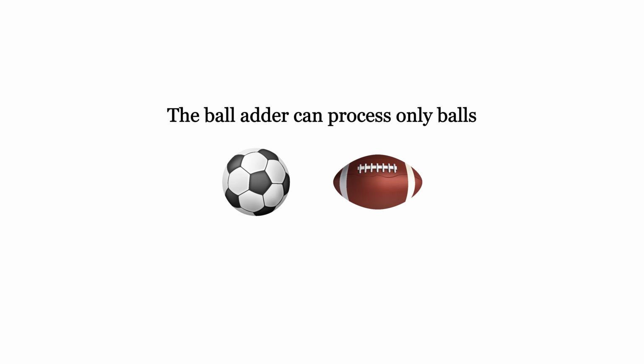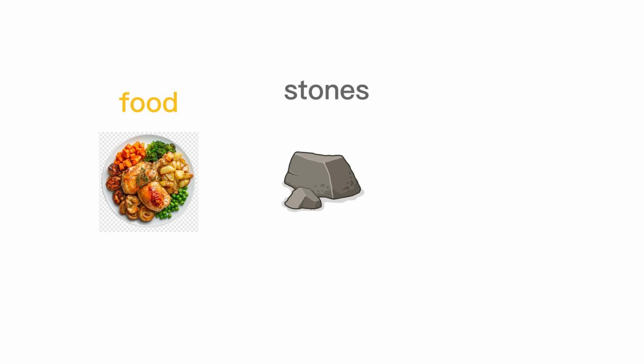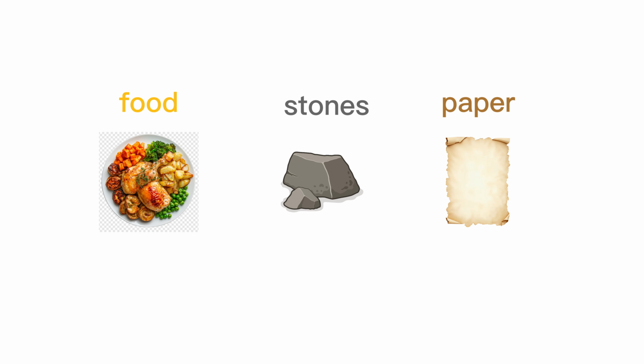To start off, from now on, I want you to imagine a function not as a collection of letters or a collection of numbers, but as a machine. To spice things up, think of our machine as having magical powers. And just so you know, I'll call our machine a ball adder. The ball adder can process only balls. It can't process other things like food, stones, paper.